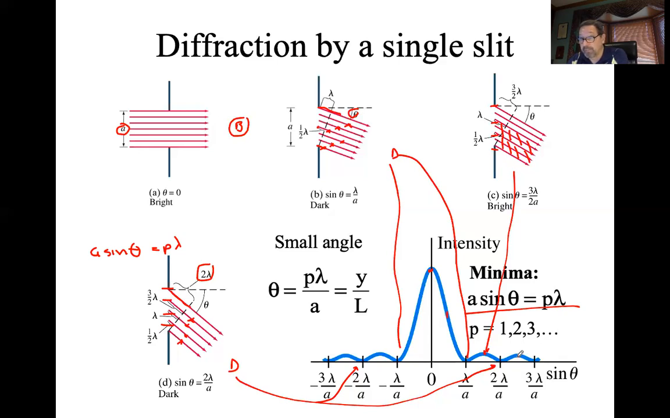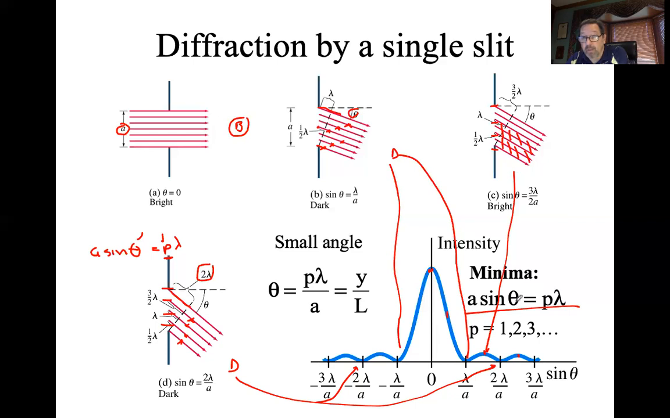It's p, and p doesn't have a 0. It only starts at 1, 2, and 3. I can find the angle at which the dark spot occurs. You tell me which dark spot it is. Tell me what the wavelength and the width of the aperture is, and I can figure out what the angle is.